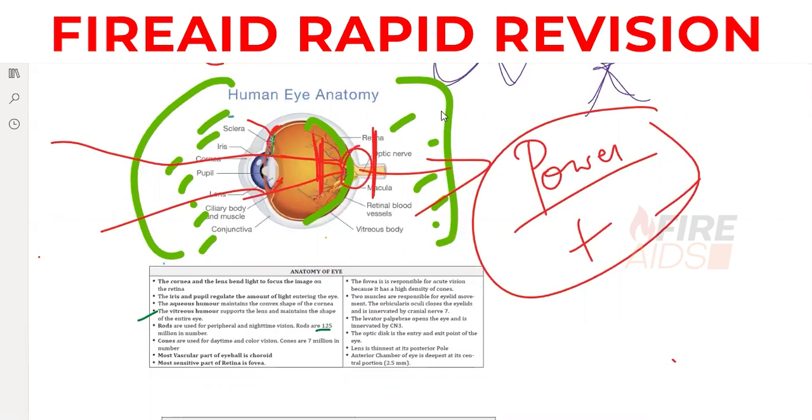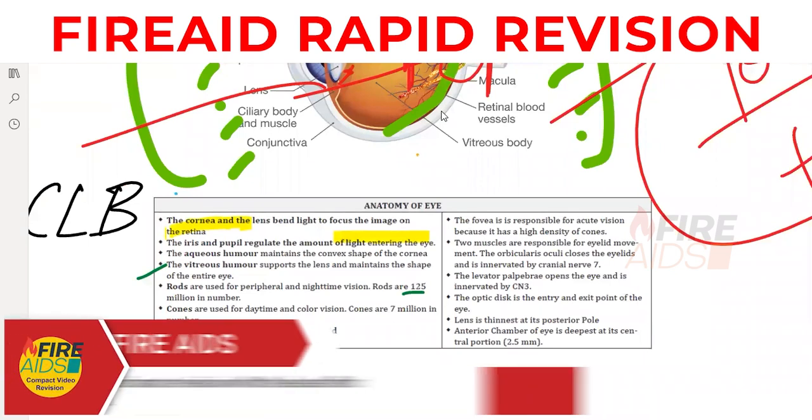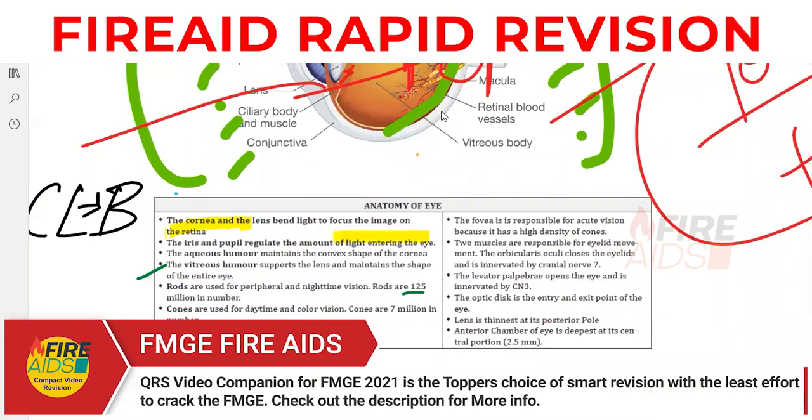Now, anatomy of the eye. I'm just going to read out the points. The cornea and lens bend the light to focus the image on the retina, as we just saw. The iris and pupil regulate the amount of light entering the eye. So cornea and lens bend light. Iris and pupil regulate the amount of light entering the eye. So CLB, IPR.